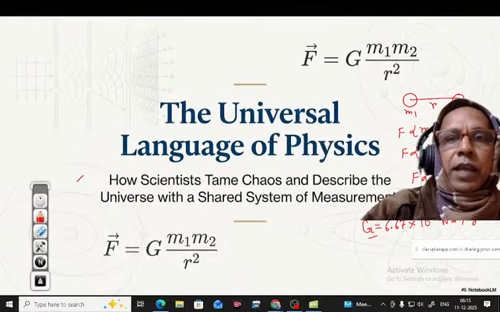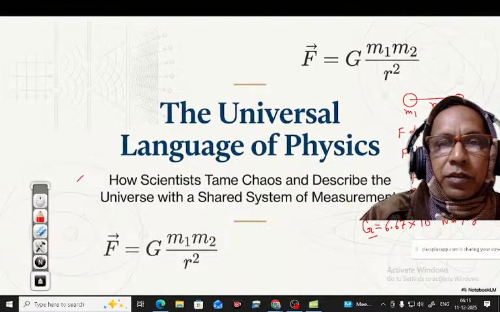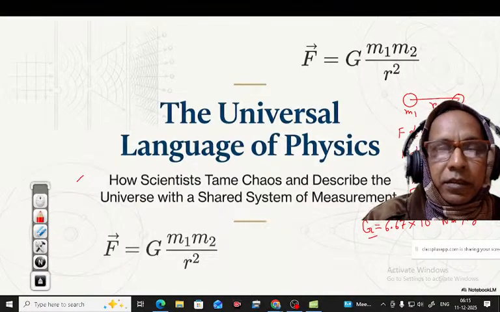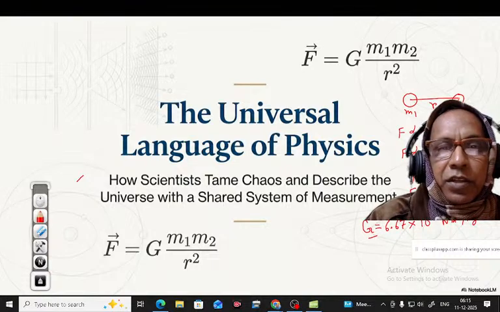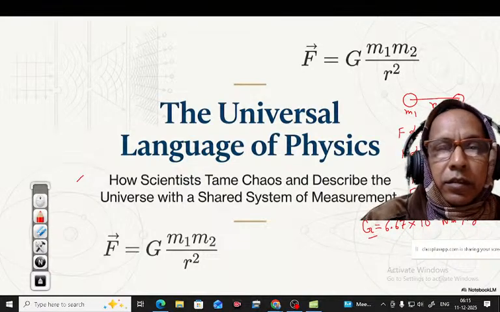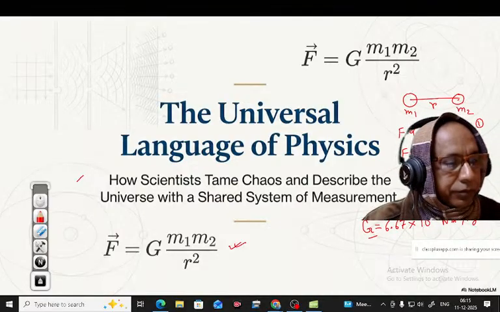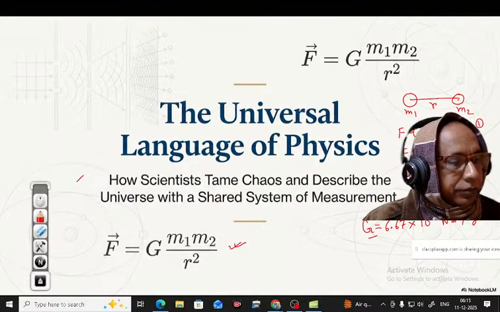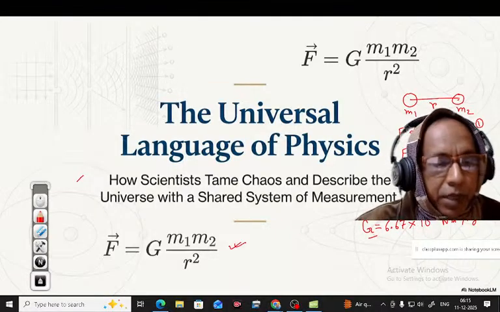The universal language of physics: how scientists tame chaos and describe the universe with a shared system of measurement. Therefore, F can be written as capital G m1 m2 by r square. This is the universal law of gravitation.